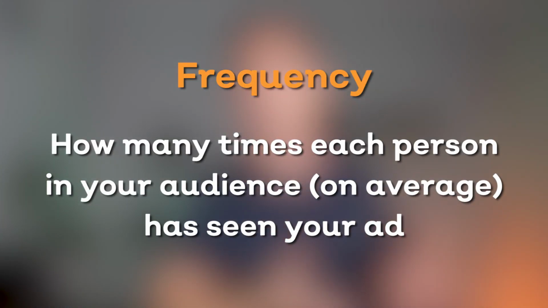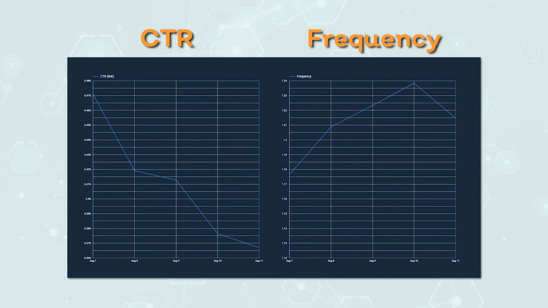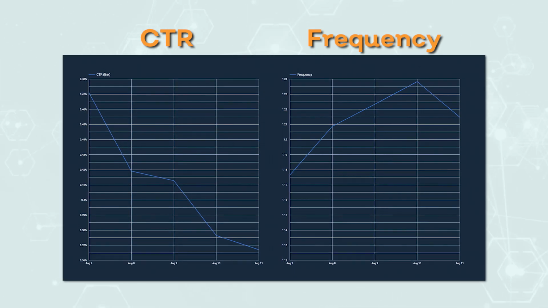Another way to check for this is by looking at your frequency. Frequency tells us how many times on average each person has seen an ad. If you notice that your click-through rate is declining and your frequency is increasing in conjunction with that, then that often means that you are exhausting your audience. This is particularly common with warm audiences like email lists, Facebook page fans, retargeting page visitors and website visitors and things like that, because those audiences are relatively small.